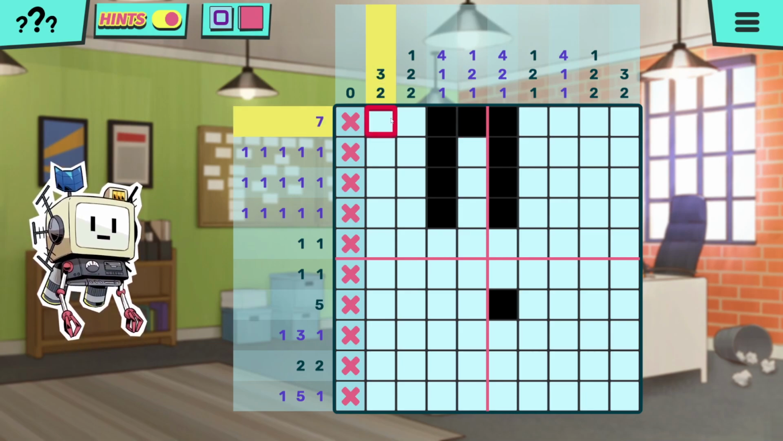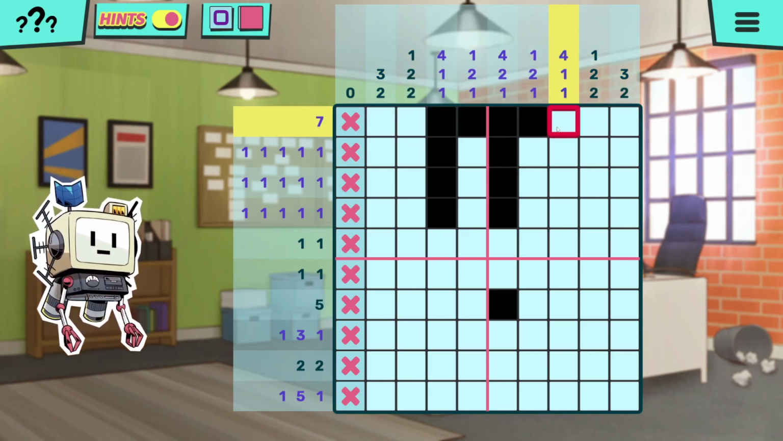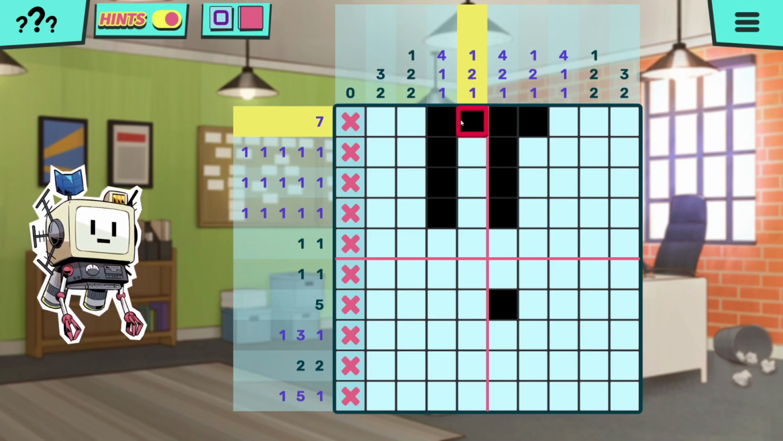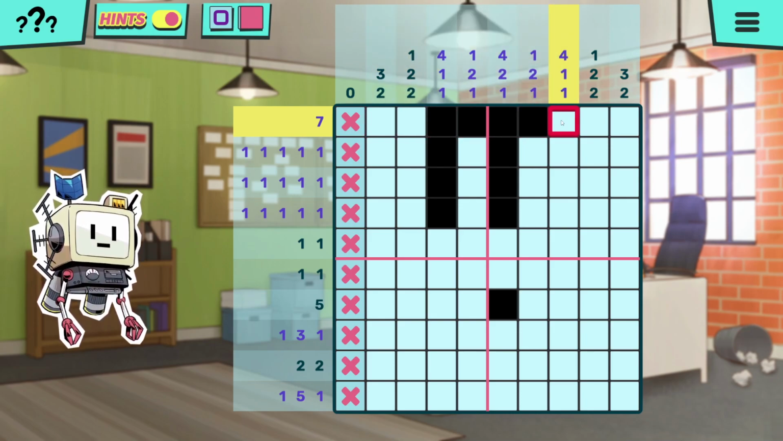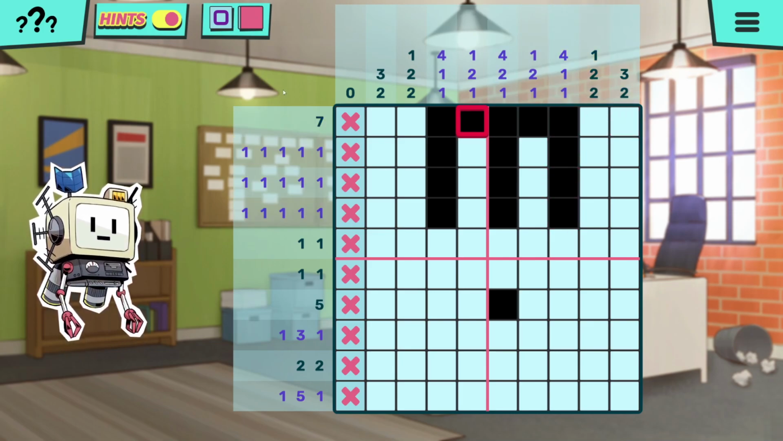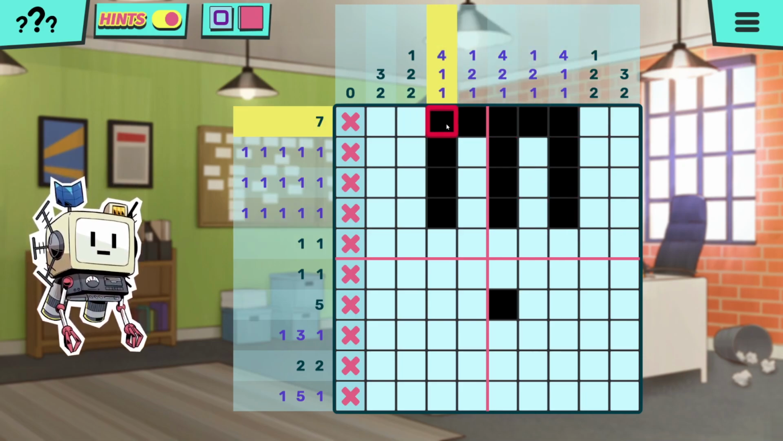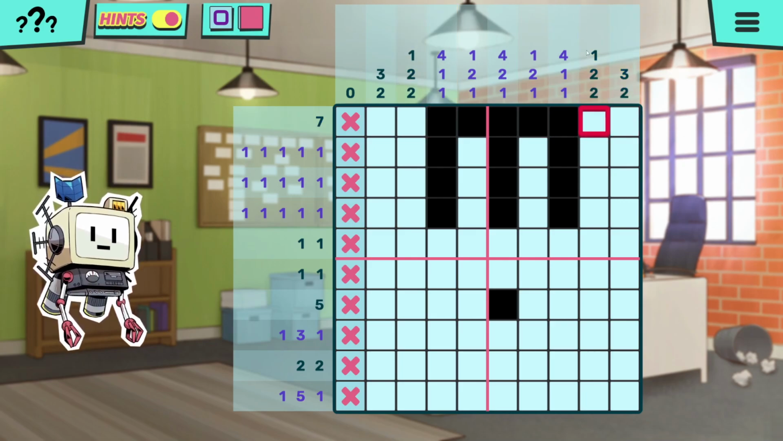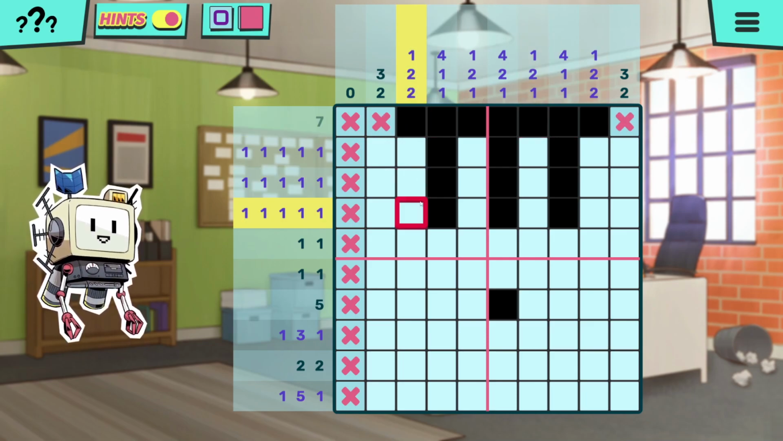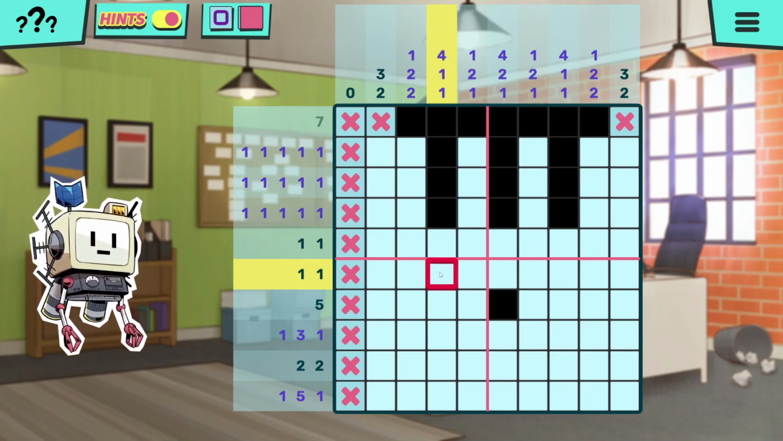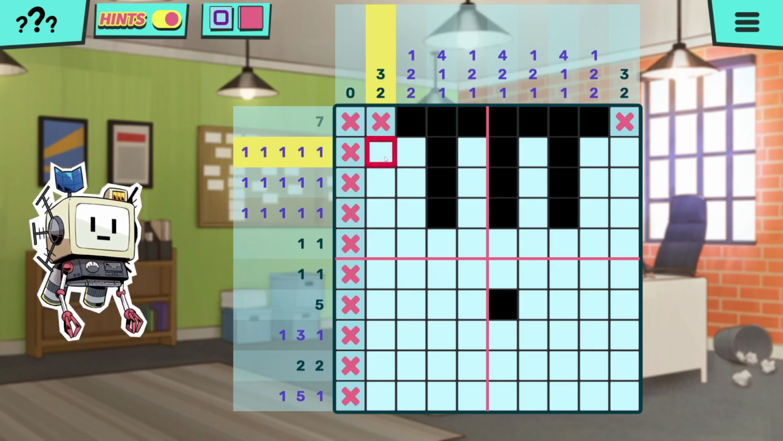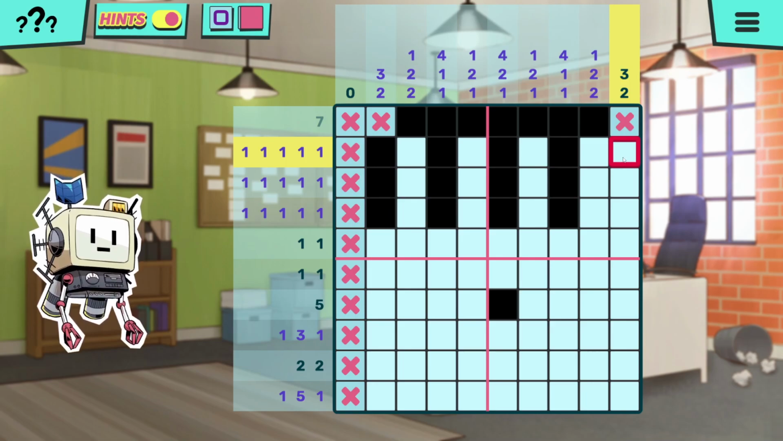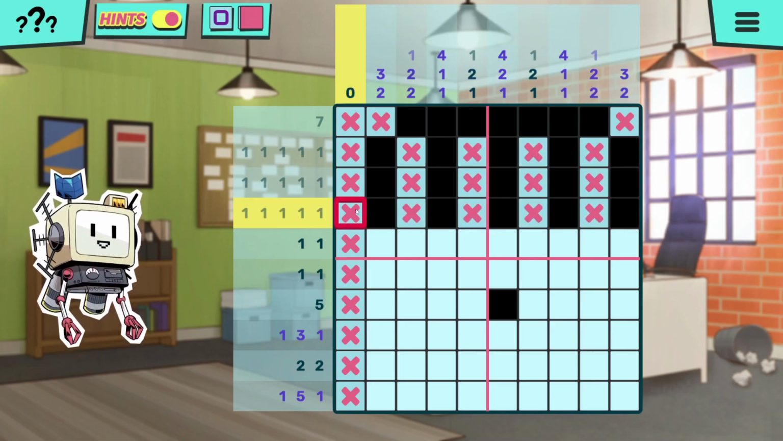Because either... Actually... 1, 2, 3, 4, 5, 6, 7. 1, 2, 3. We actually know that these are in the bulk of the 7. Because it's either these two, or one on either side. We know it goes 1, 2. We know that goes 1, 2, so realistically it would go like that. So 4, 1. So we know that's a 3. We know that's a 3. We have the top.